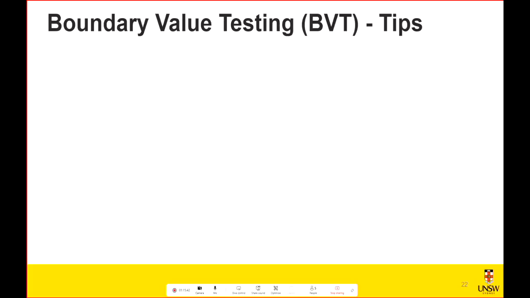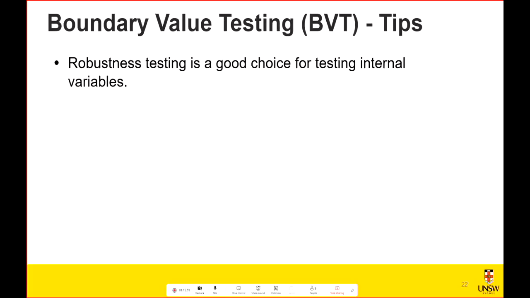And here are some tips for using boundary value testing in real-world scenarios. The first one is that robustness testing is a good choice for testing internal variables. Robustness testing means we are trying to make some invalid or out of boundary test cases outside the boundaries. So this is a good choice for testing internal variables.